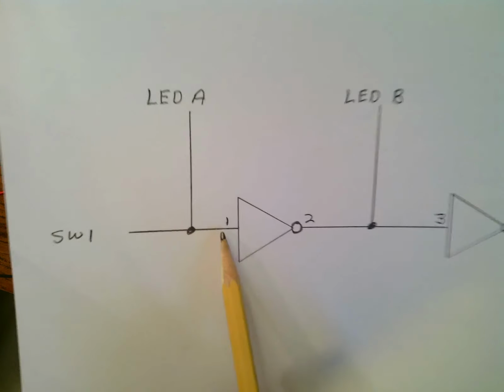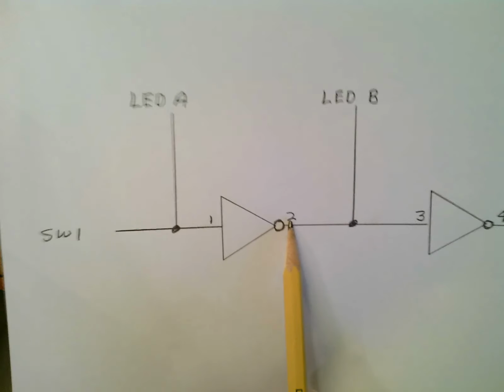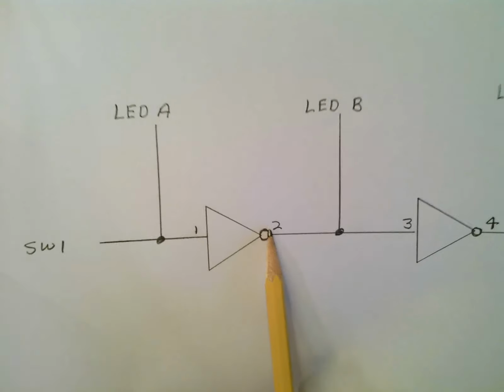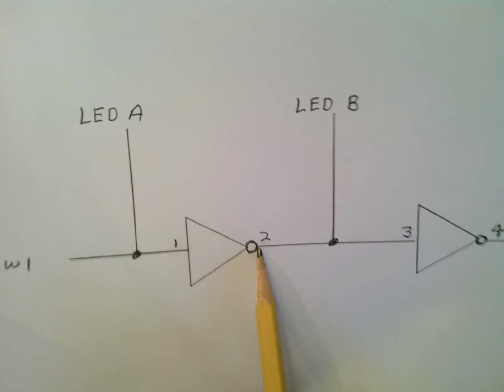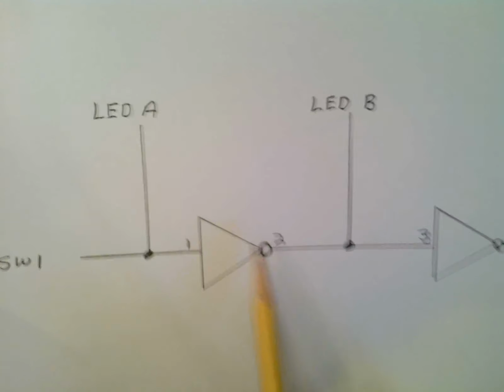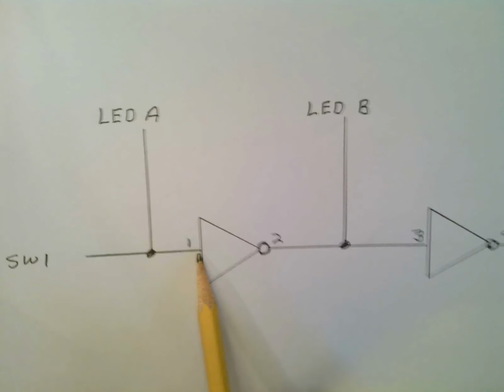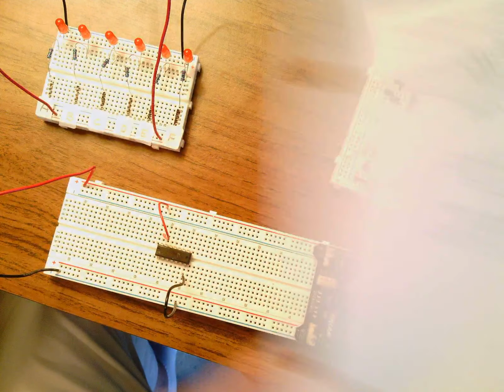I know pin 1's the input. I know pin 2's the output. These are called pinouts. You have to write the pinouts on every schematic you do for me in lab this semester to get full credit. Now, where do you get those? Well, you get them from the data sheets.